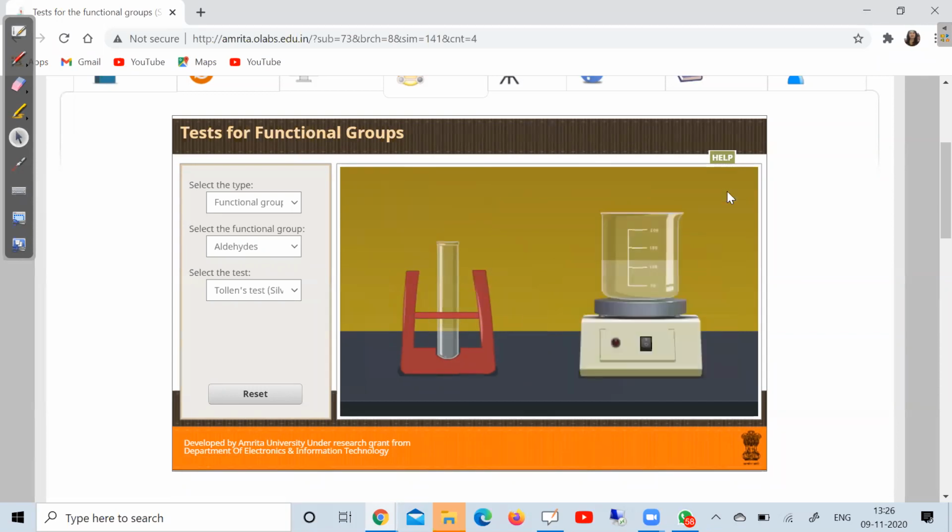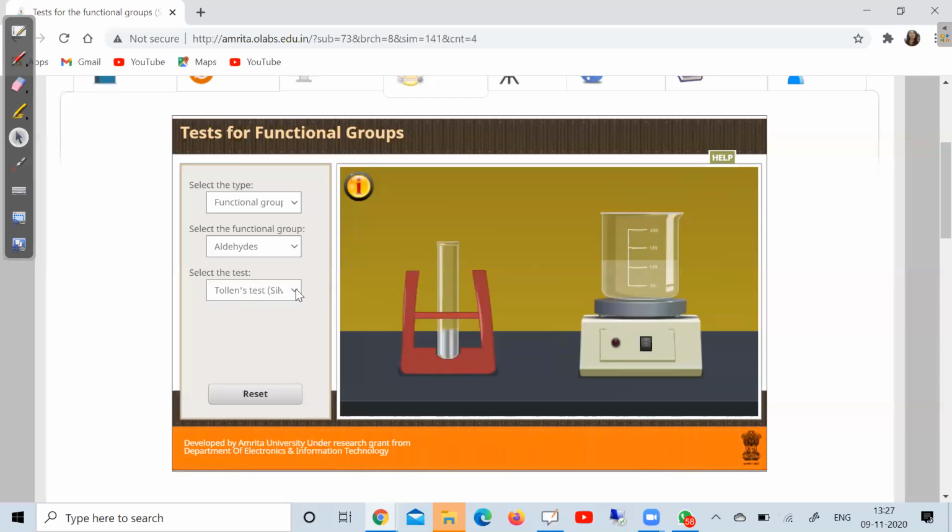Automatically it will come. Now this sample will be kept in a water bath for 10 to 15 minutes. And you see there's a formation of a shining silver mirror. So this is the confirmation of what? Aldehyde. This is the test for aldehyde.